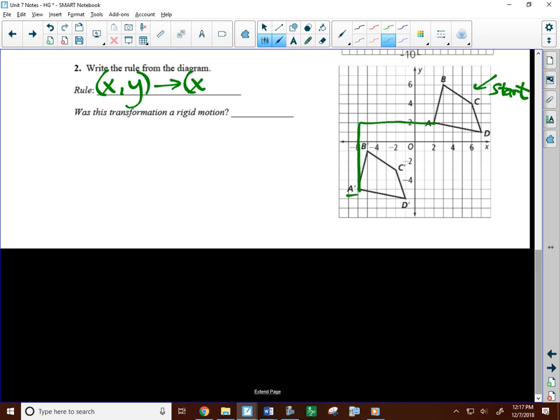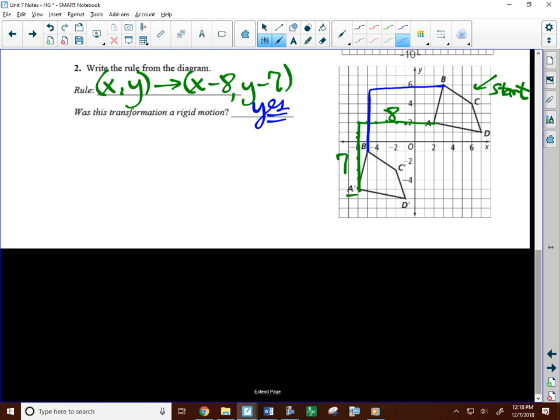Looks like 8 and 7. And so I'm going to write that x's first is left 8, so x minus 8. Down 7, so it's y minus 7. You can verify if you'd like, but all the others like B, C, and D also go left 8, down 7. Yes, it was a rigid motion. It did not change size or shape. All of the translations are.